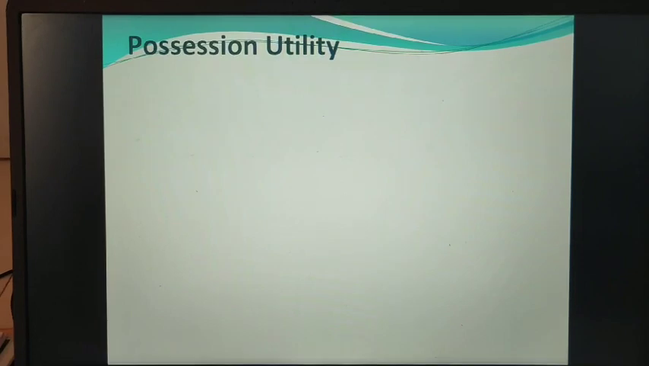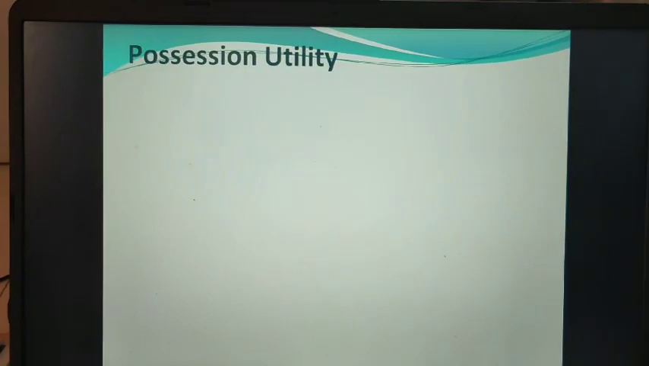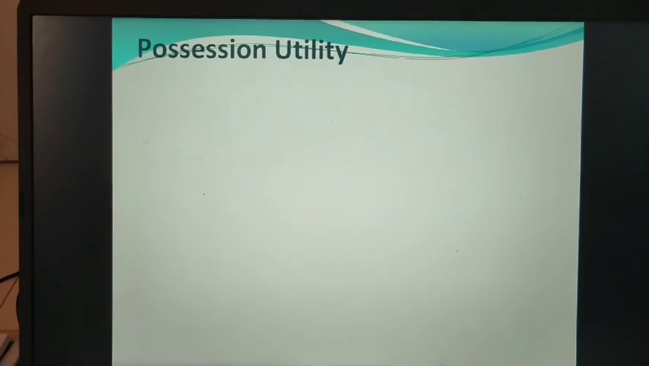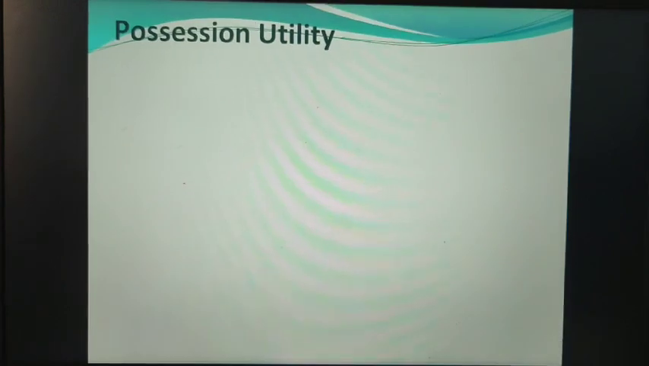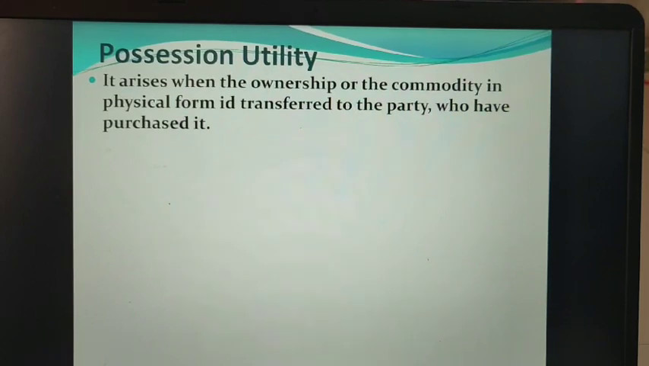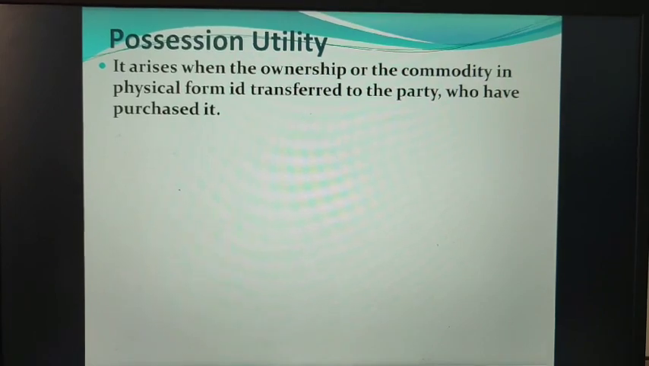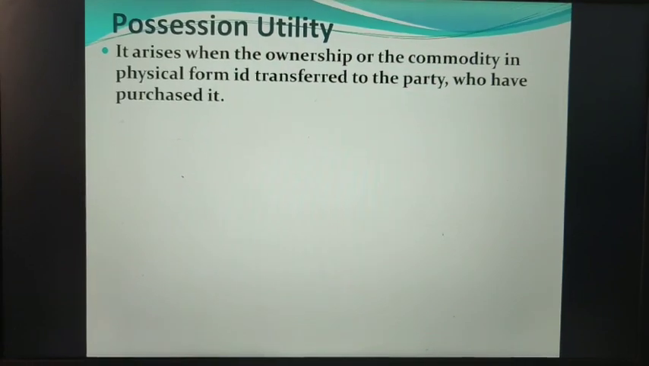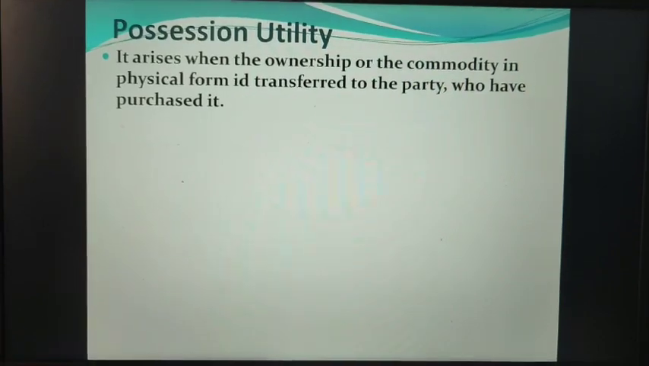So that is what possession is about, right? उस फ्लैट में से मुझे यूटिलिटी तब मिलेगी, तब वो यूज़फुल होगा मेरे लिए, तब I will be able to satisfy my want after getting its possession, right? तब तक, जब मैंने पैसे भी भरे हैं, मेरे पास ओनरशिप भी है, उसके कागजात भी हैं, no issue, no matter, ओनरशिप के साथ साथ मुझे उसका फिजिकल फॉर्म में पोजेशन भी चाहिए. It arises when the ownership of the commodity in the physical form is transferred to the party who has purchased it, right?